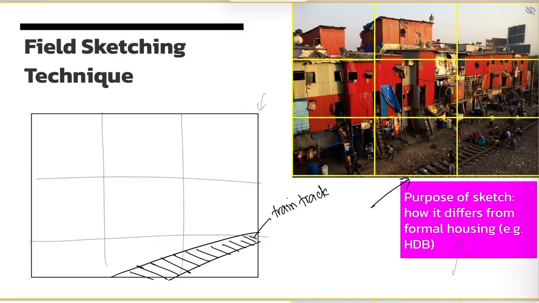Next, of course, the very important thing, because we're talking about how it differs from formal housing, we'll be looking at the housing itself. So in this case, the housing is spread all through the middle ground, closer to you on the foreground, especially on the left side and the middle side. So let's draw that in as well.